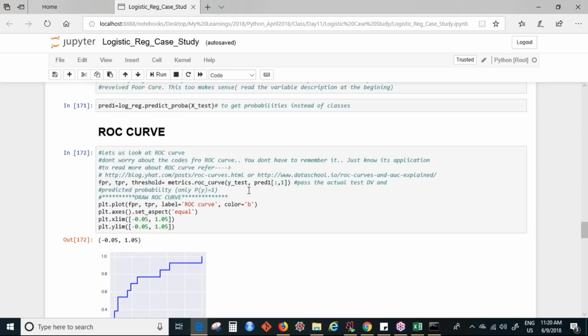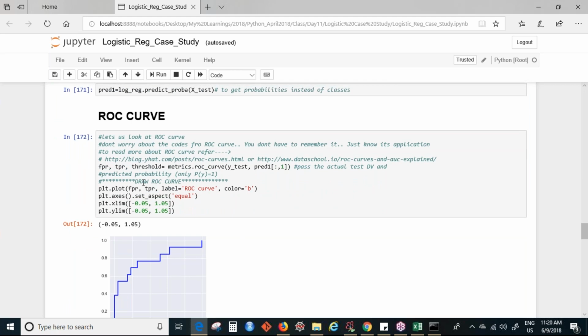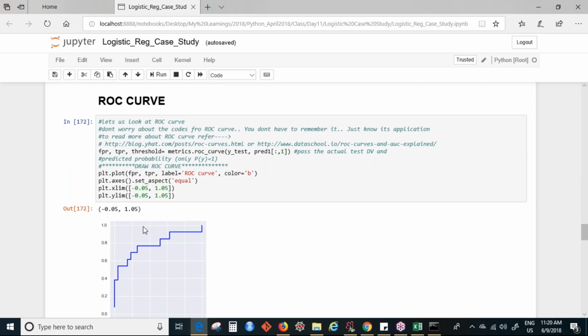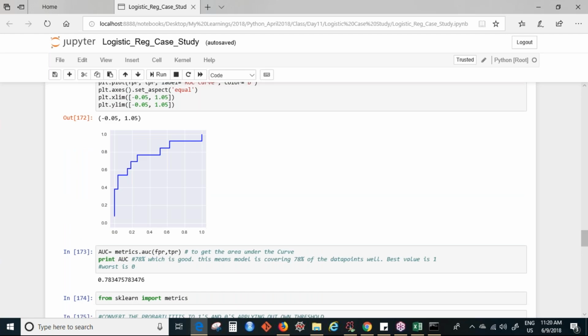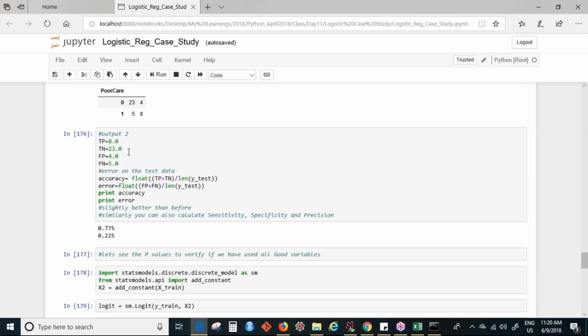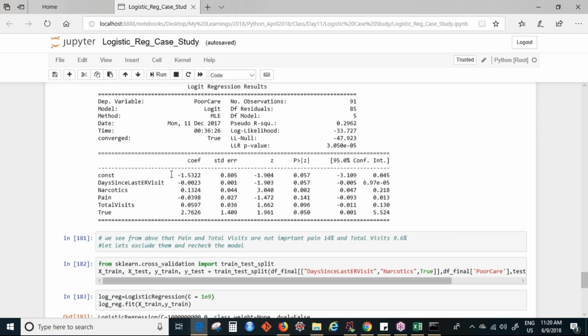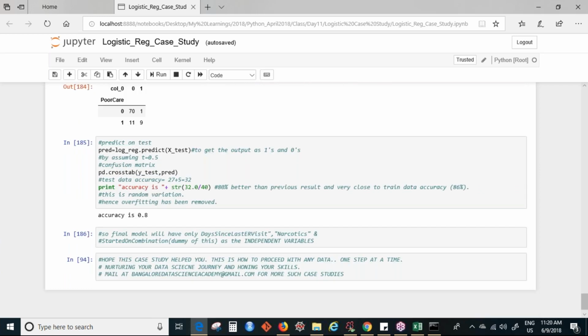This ROC curve, don't worry about this. We will discuss this tomorrow. So you just skip this portion. And the remaining, I have given enough comments here. So if you read, you will understand this.